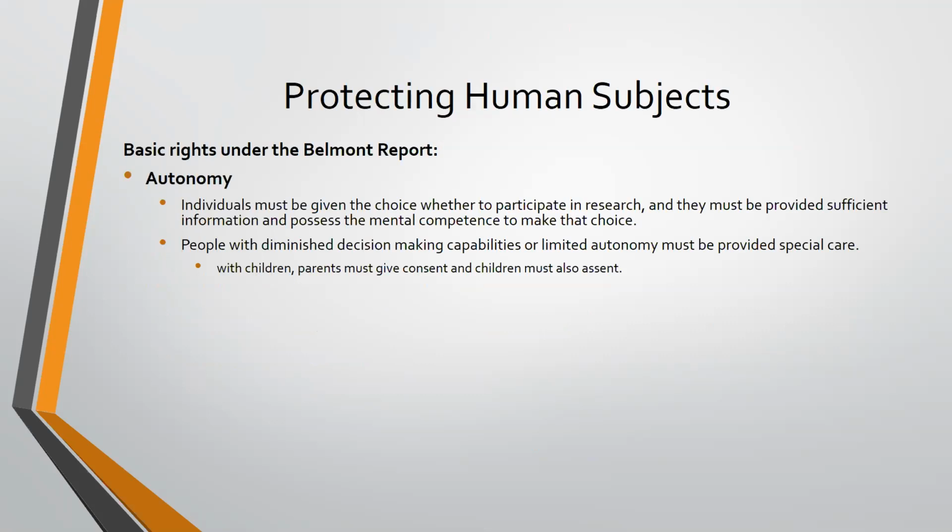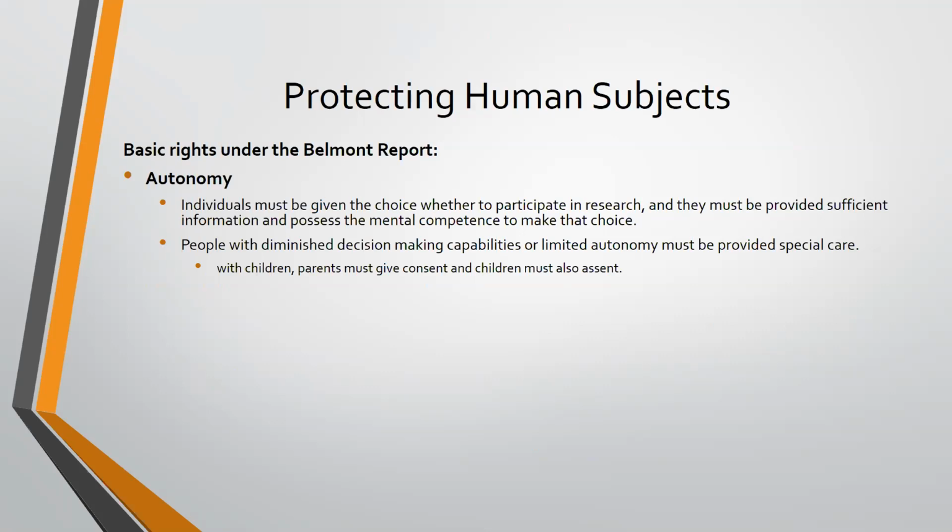So let's go over the basic rights that are guaranteed to all human subjects that are participating in research. And so the first basic right, as was outlined by the Belmont Report, which essentially was when IRB was created, they talked about all the issues and how we were going to solve them. The first basic right is autonomy. And so individuals must be given the choice whether to participate in research. They must be provided with sufficient information and possess all the mental competence to make that choice.